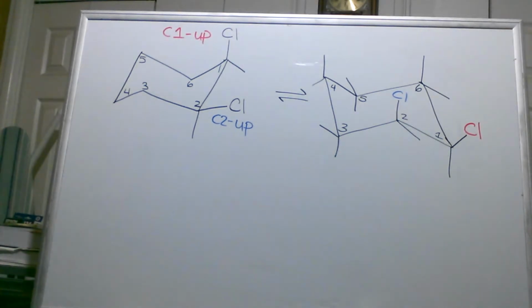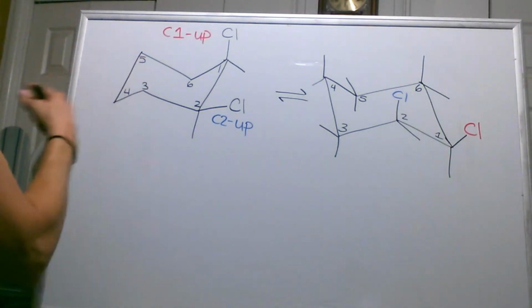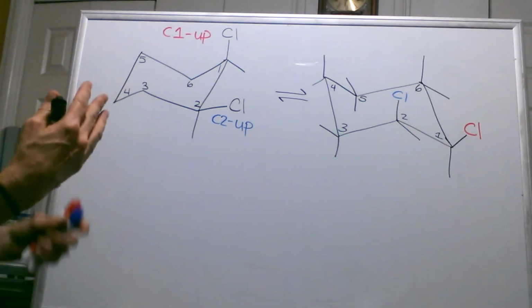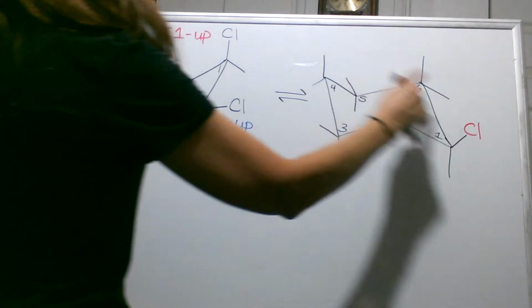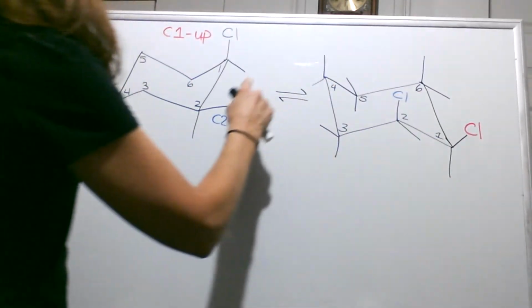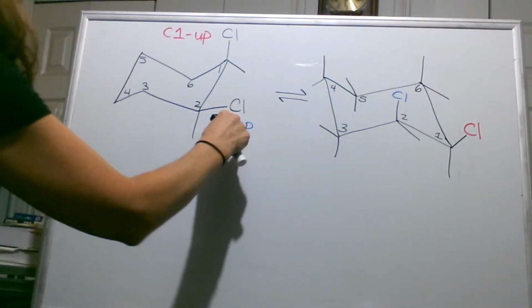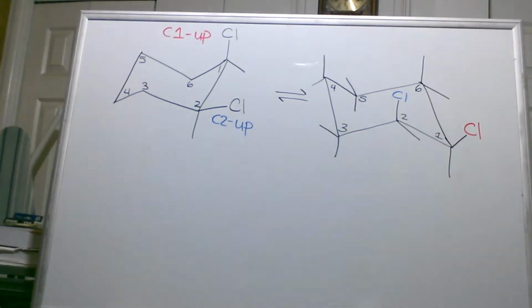Now we can make that other check and see, do the axial and equatorials switch? Well, this one was axial on C1. It turned to equatorial. On C2, we had equatorial that turned to axial. So that part of what happens in ring flip works out.